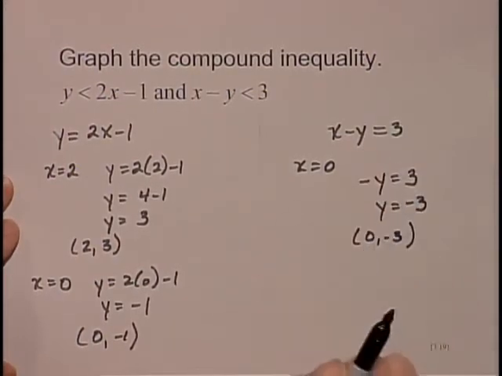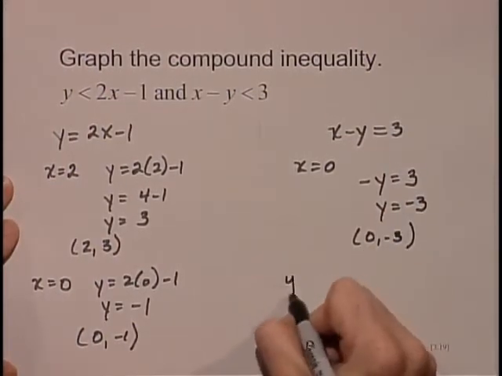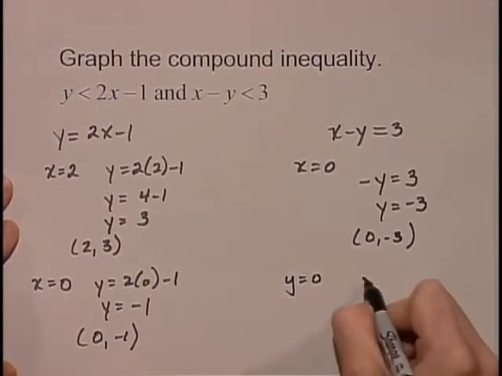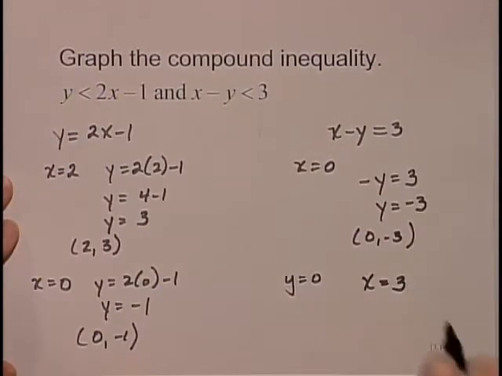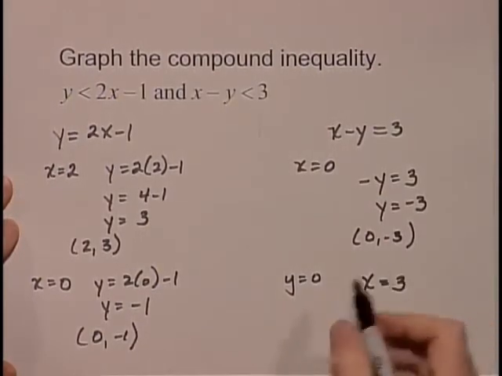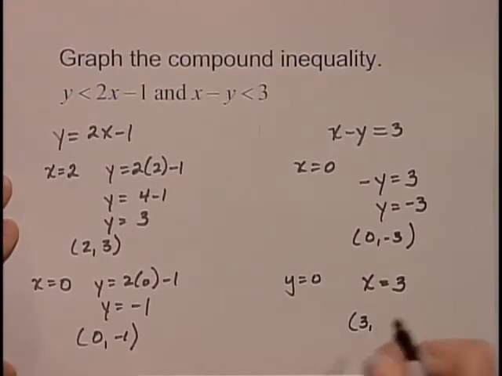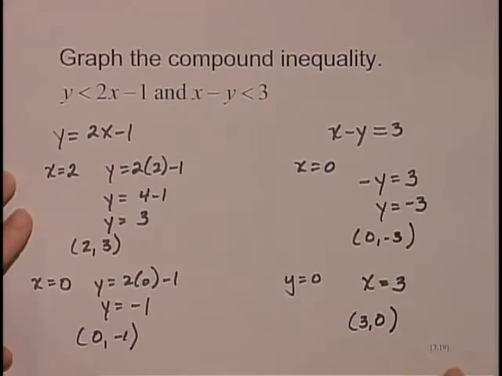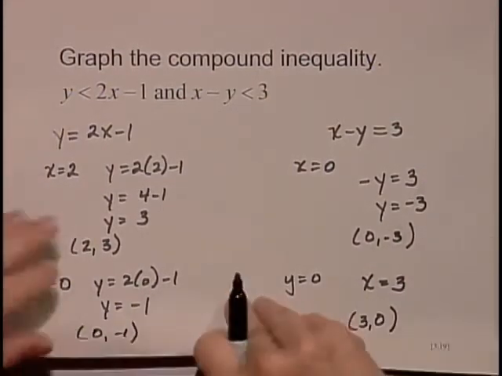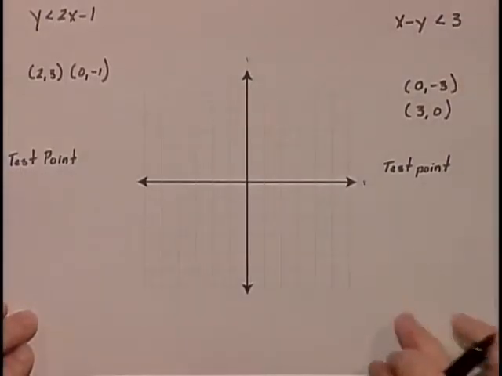We're also going to let y equal 0. So we'll have x equals 3. Be careful how you write this ordered pair. x has to come first, so this ordered pair is (3, 0). We now have 2 points for each of our boundary lines that we're going to graph on the same graph.